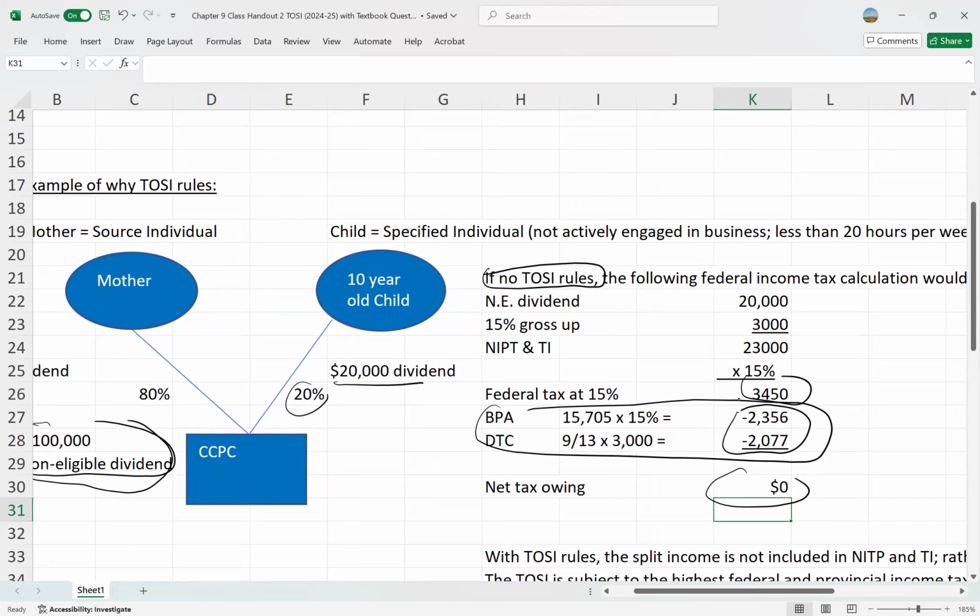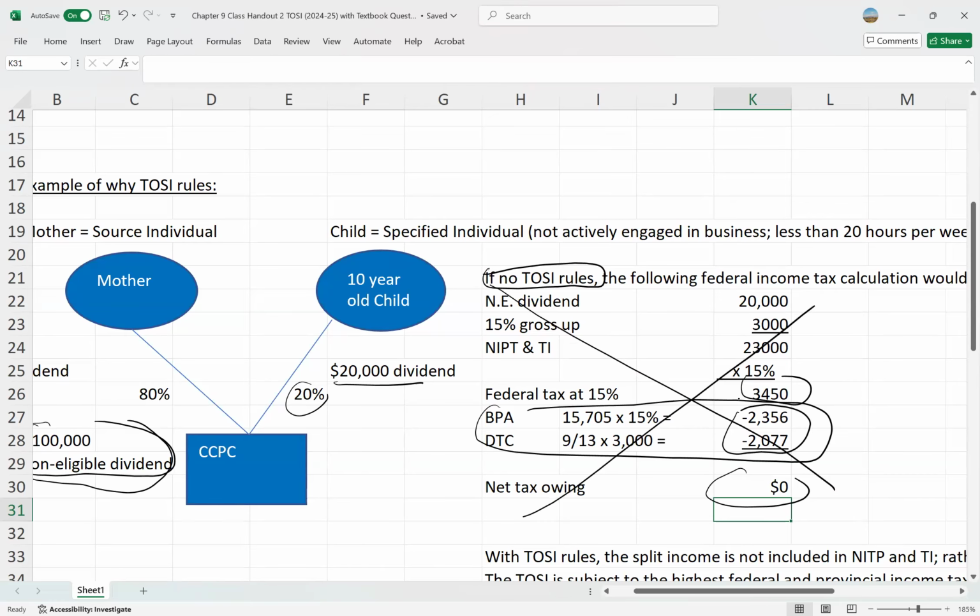So that is why we have these TOSI rules, to prevent situations like this. Now, obviously, if the child is actively working in the business, or if they invested in the shares, it wasn't like a gift from the mother, then that could avoid the TOSI rules. But if this child is not actively working in the business and the shares were basically just a gift, the TOSI rules would apply so that we would not have this outcome.